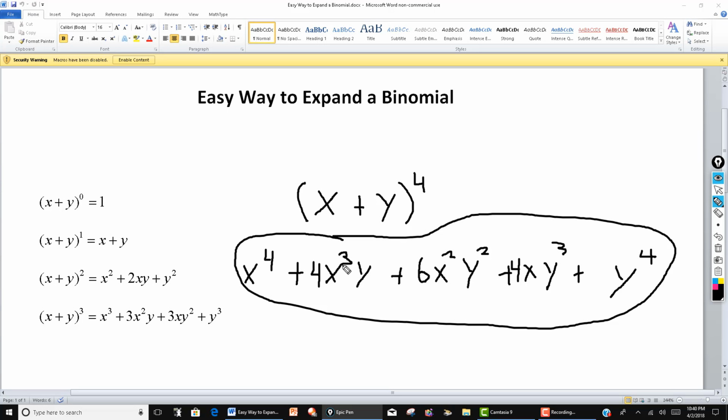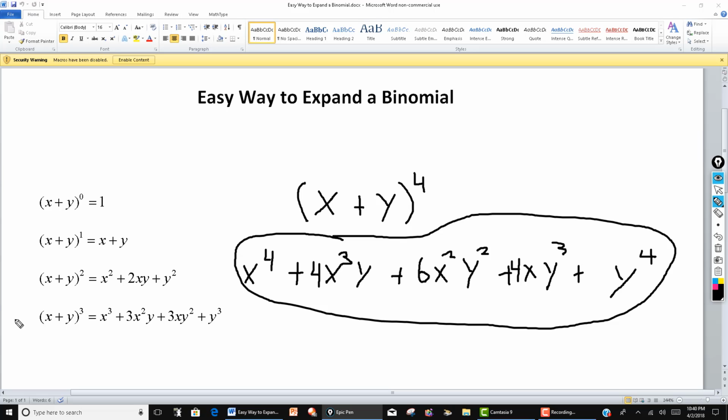And then the variable part, starting with the first term, the power on the x decreases, the power on the y increases. So remember here it's y to the 0. So we'll go x to the third, x to the second, x to the first, x to the 0. And then for the y, y to the 0, y to the first, y to the second, y to the third, and then finally y to the fourth. Okay.